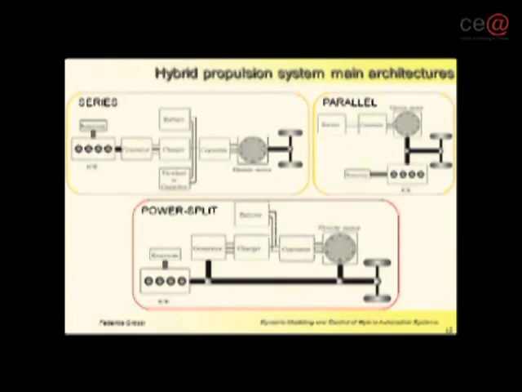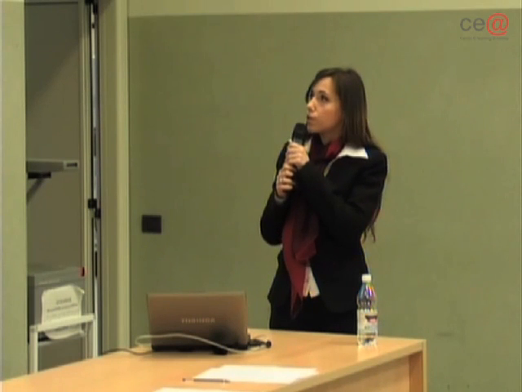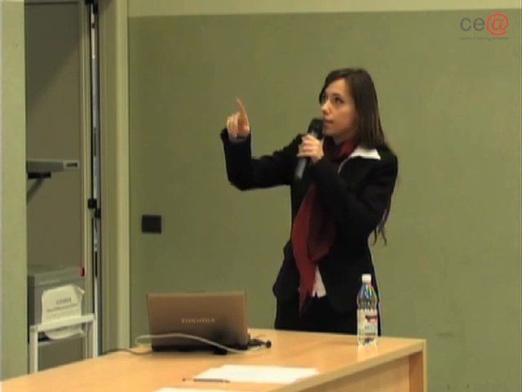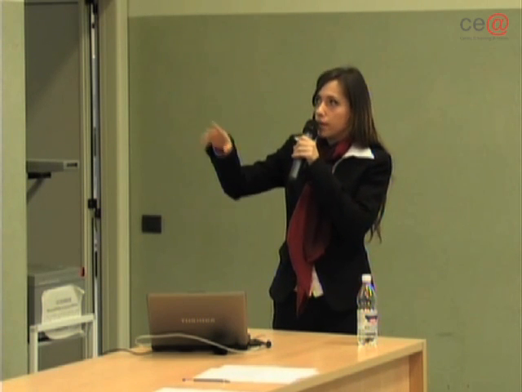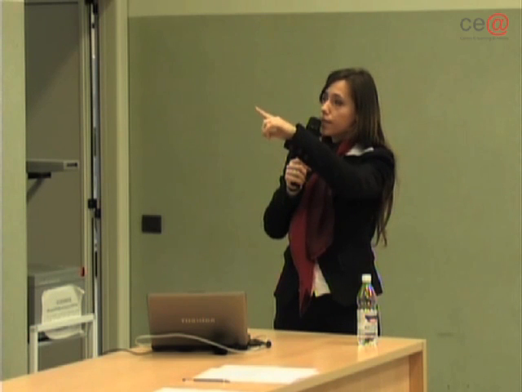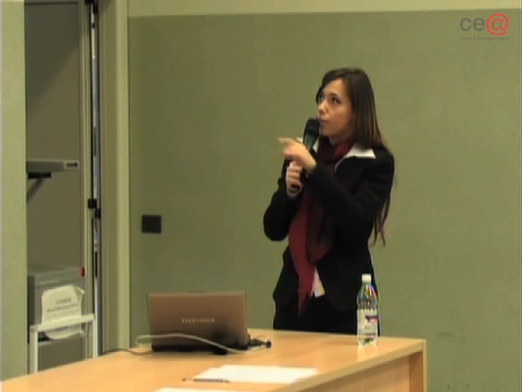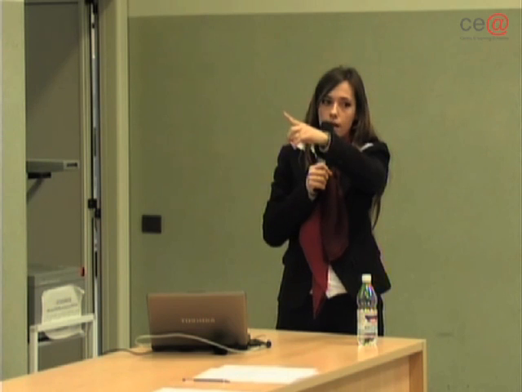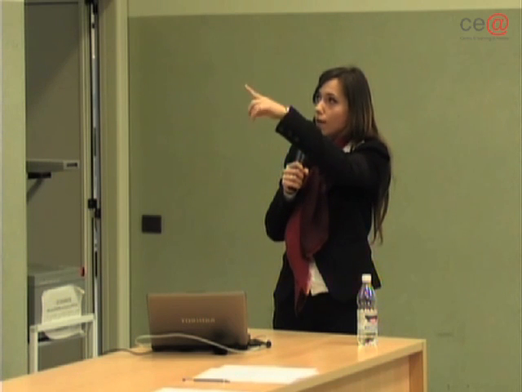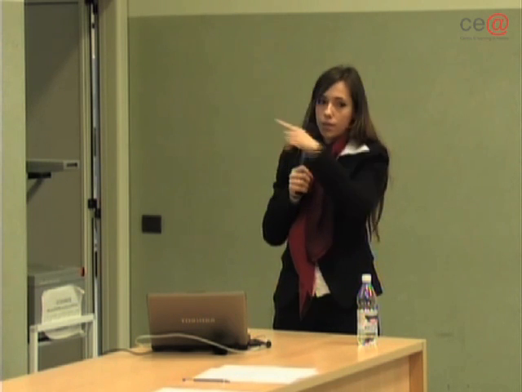Let's move on now to the second part, that is the hybrid propulsion of a hybrid vehicle. In the literature, there are many different architectures for hybrid propulsion. For example, the main categories are the series, parallel, and power split. In the series one, we see that there's no direct path connecting the internal combustion engine and the driving axle, but only the path from the electrical motor.